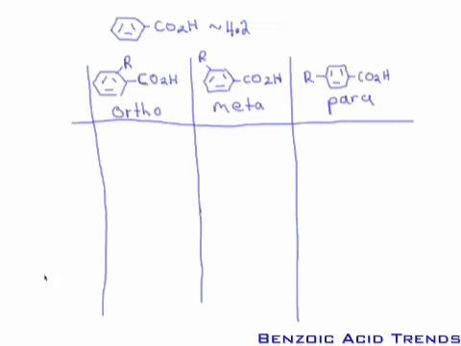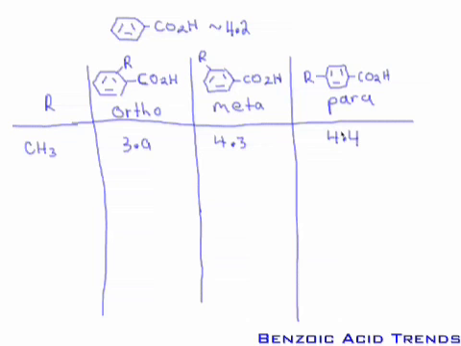Okay, and we're going to start with different R groups. These will be my R groups going down, and the first one we're going to look at is methyl. What if the R group is methyl? If the methyl is ortho, we have a pKa of 3.9. When it's meta, we have a pKa of 4.3. And when it's para, we have a pKa of 4.4.